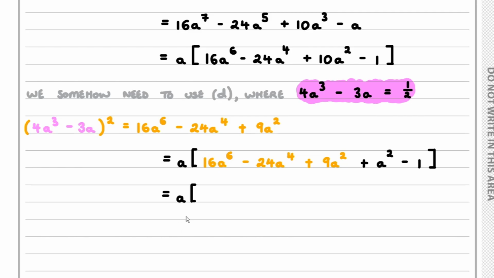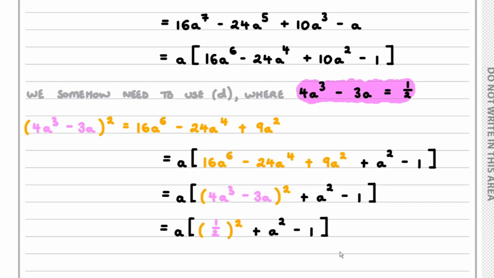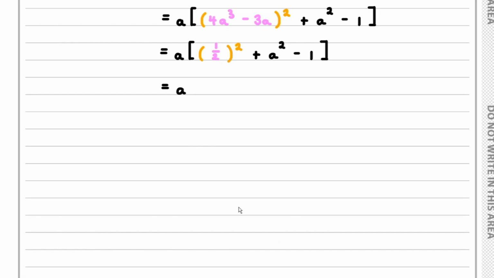So we have a multiplied by. Now, the result shown in orange here is just 4a cubed subtract 3a, squared. And then we add on a squared subtract 1. And 4a cubed subtract 3a, that's equal to 1/2. So we have a multiplied by 1/2 squared plus a squared subtract 1. So we've got a multiplied by a squared subtract 3/4. We have a cubed subtract 3/4 a.